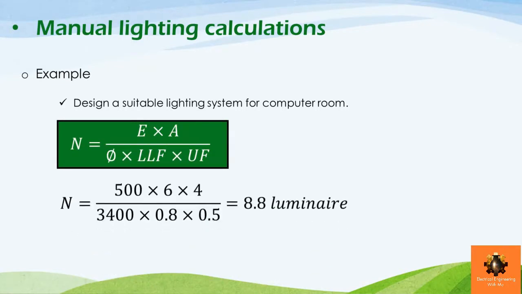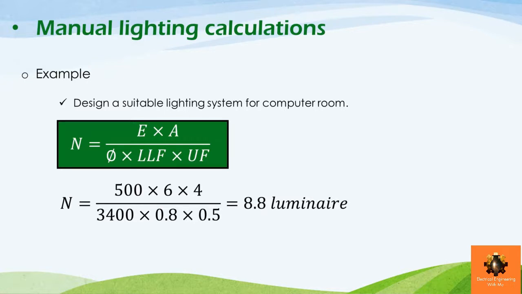So the total number of luminaires now will equal 500 lux times 6 meters for the length times 4 meters for the width, over 3400 lumens times 0.8, which is the light loss factor, times 0.5, which is the utilization factor. And finally, we will have a total number of luminaires of 8.8 luminaires. So we need finally 8.8 luminaires to achieve the required number of lux.